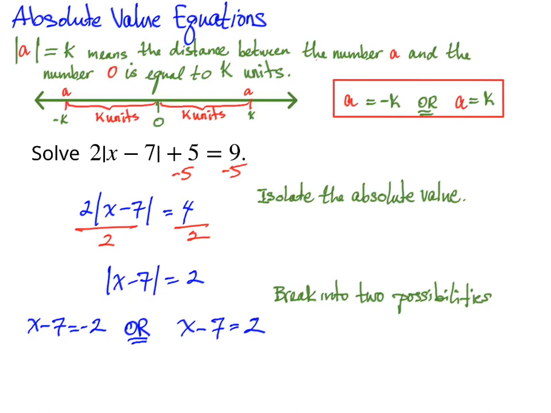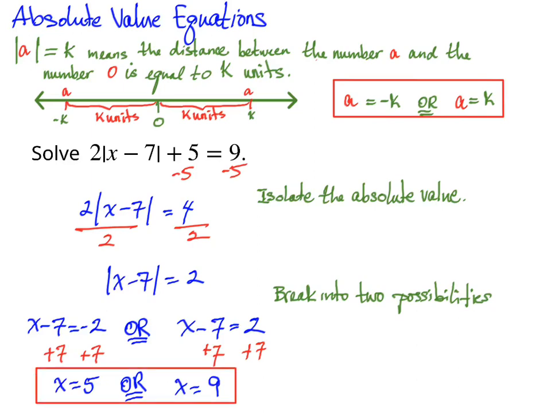And now we have two equations we can solve separately. So let's add 7 to both sides of that one. We get x equals 5. And the other one, if we add 7 to both sides, we get x equals positive 9. So those are the only two possibilities. So x is 5 or x is 9.